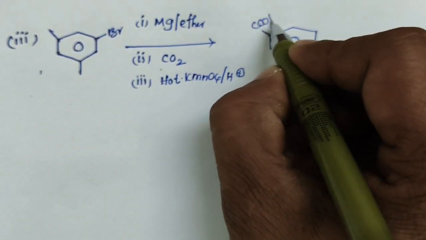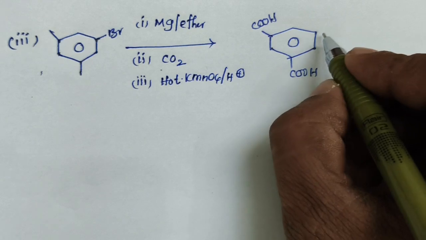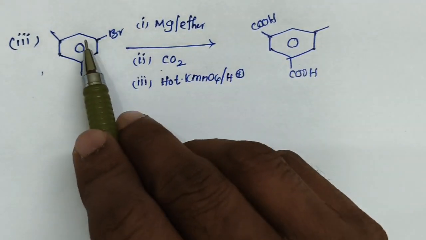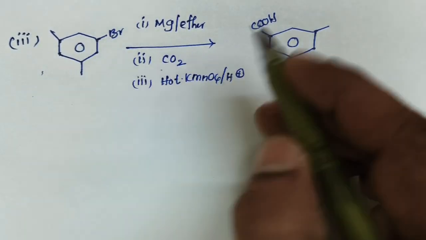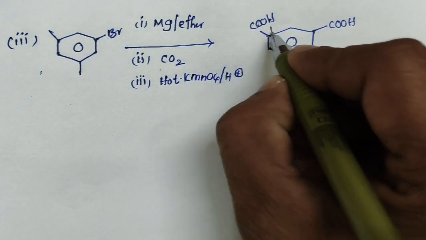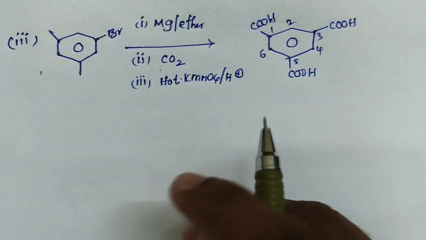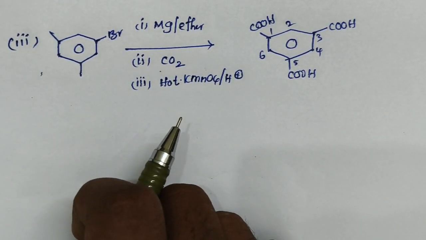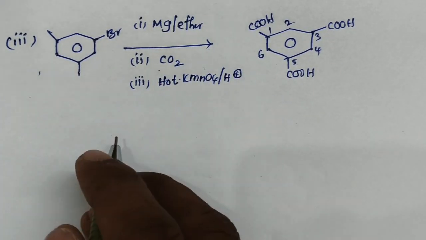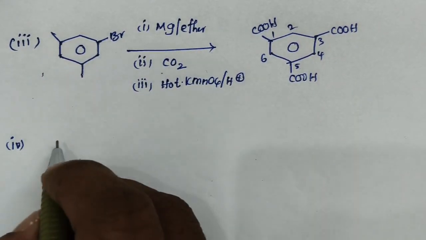Now in these cases what we will get finally, the CH3 groups alone are all converted into acid groups. So here we can write COOH, here also COOH. The bromine position is also replaced by COOH. So this is another kind of product. So we can write 1, 2, 3, 4, 5, 6. So here carboxylic acids are formed at the first, third and fifth positions. Okay.